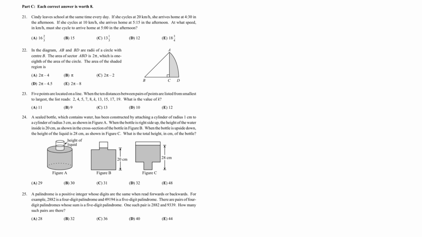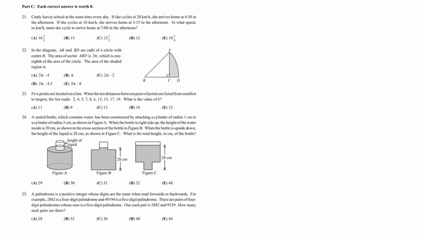Number 21. Cindy leaves school at the same time every day. If she cycles at 20 km per hour, she arrives home at 4:30 in the afternoon. If she cycles at 10 km per hour, she arrives home at 5:15 in the afternoon. At what speed in kilometers per hour must she cycle to arrive home at 5 in the afternoon?